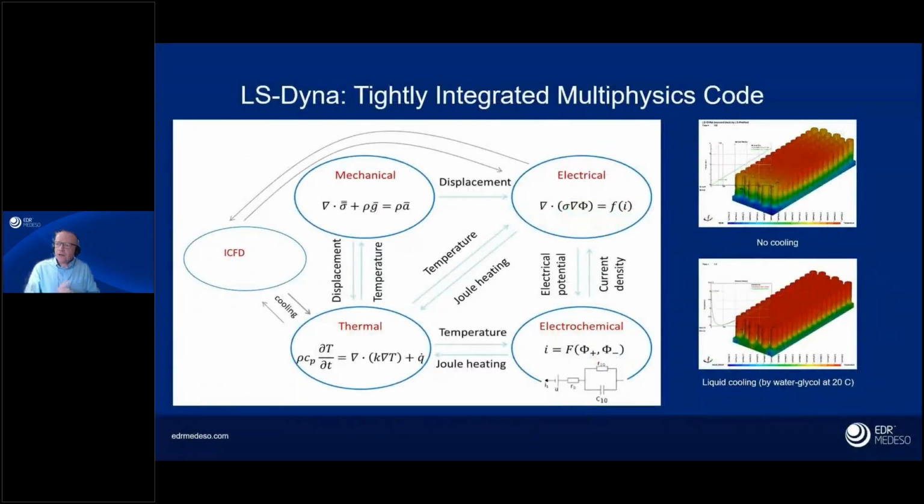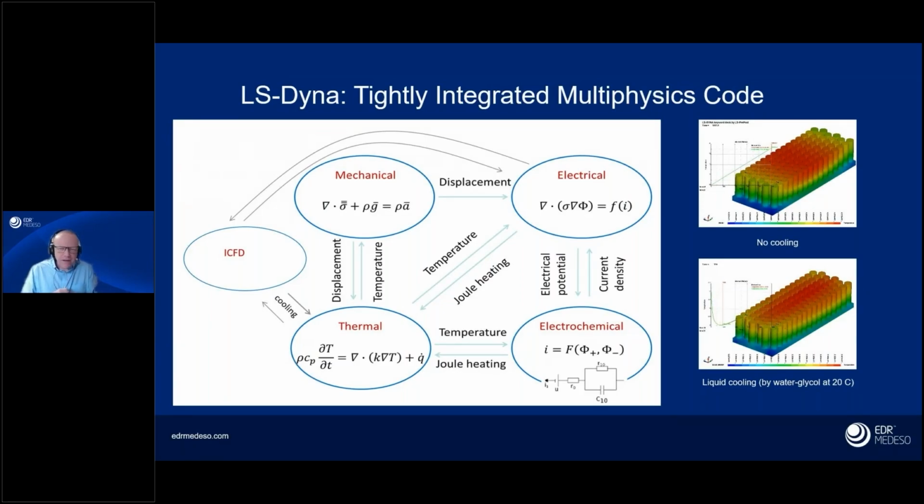So here we go, the risk of any presenter. We'll put some equations on the screen, but I don't think we need to be intimidated. Really, what I'm showing here is the interaction between the different solvers within LS-DYNA. So you can see, for example, the displacement and the temperature are interchanged between the mechanical and the thermal solves.